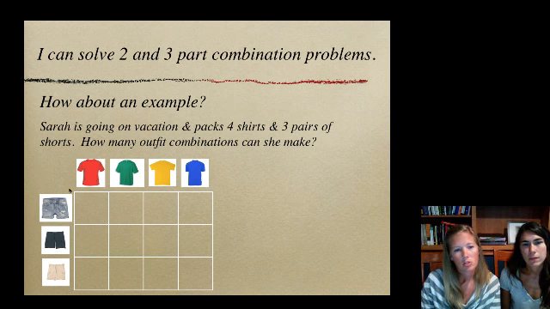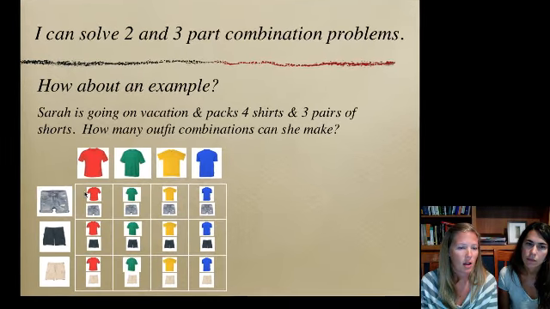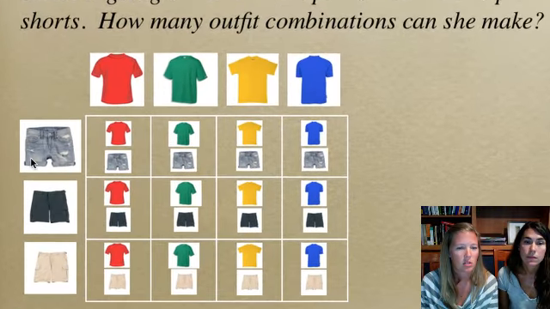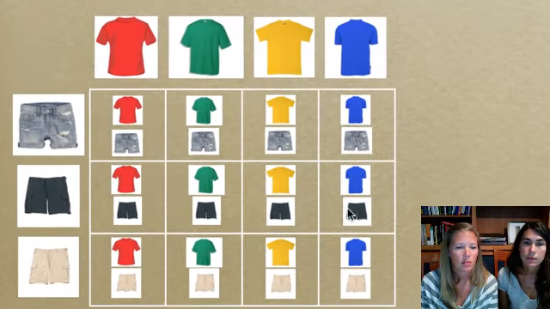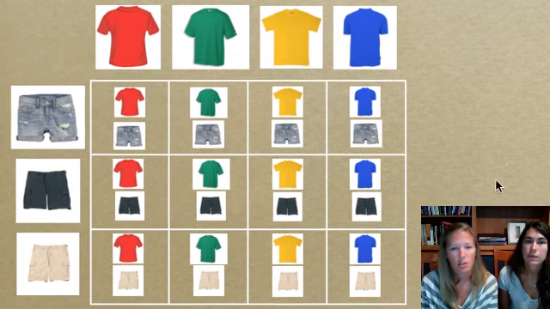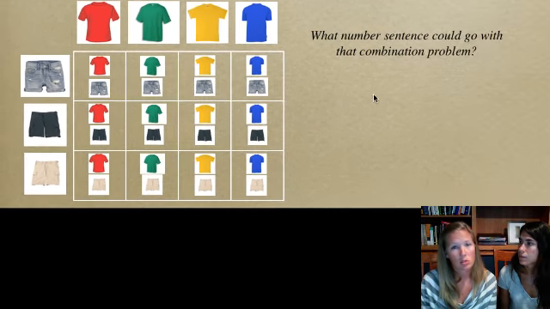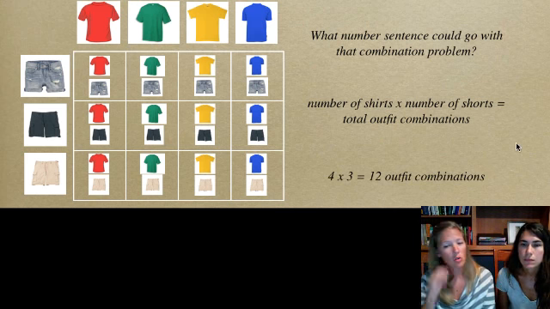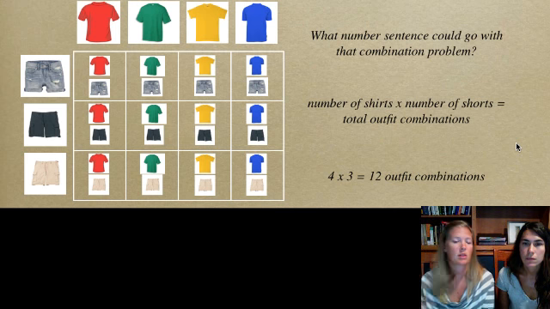So we've got our 4 shirts and we've got our 3 pairs of shorts. So how many combinations can she make? Well, we've got our red shirts paired with all the shorts, our green shirts paired with all the shorts, so you can see the different combinations, and there's 1, 2, 3, 4, 5, 6, 7, 8, 9, 10, 11, 12 combinations. So what number sentence could we do to go with that so you don't have to draw these out all the time? In this case, it's our number of shirts, 4, times our number of shorts, 3, which gives us our total of 12 outfit combinations. So in this case, our variables, shorts and shirts, multiplied to get our answer, our total combinations.